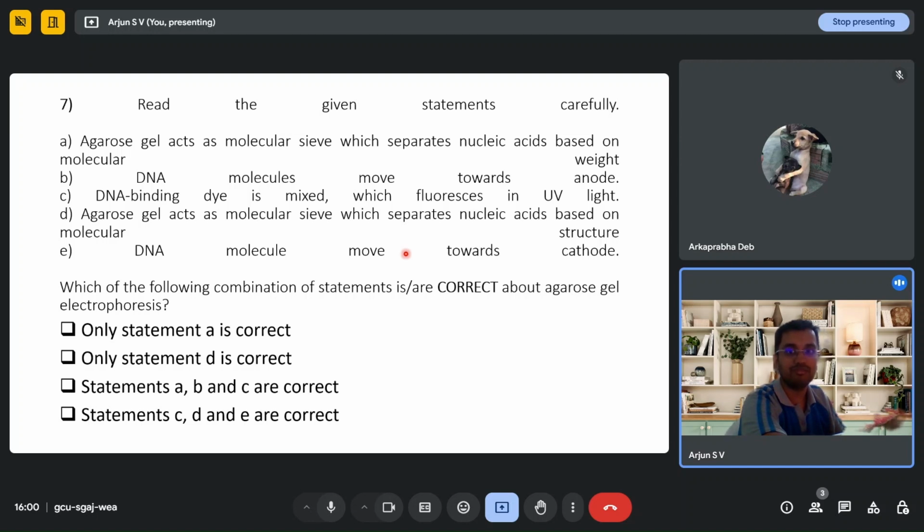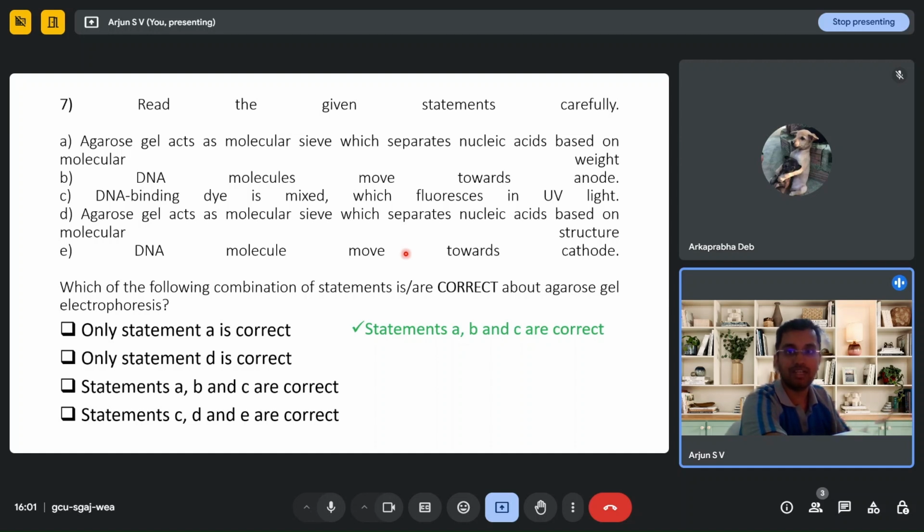This is also a very straightforward question. So, only A, B, C are right. Like DNA moving towards anode, that we already know, because DNA is a negatively charged molecule and it moves towards the anode, which is the positive terminal in the gel electrophoresis setup. And DNA binding dye, usually we use EtBr or ethidium bromide, which fluoresces in UV light, which is correct.